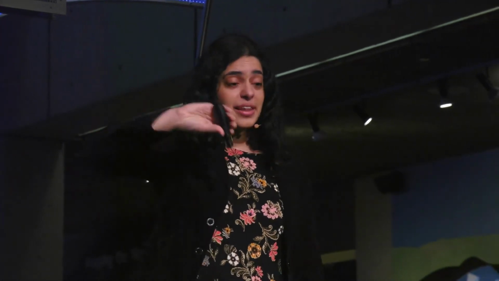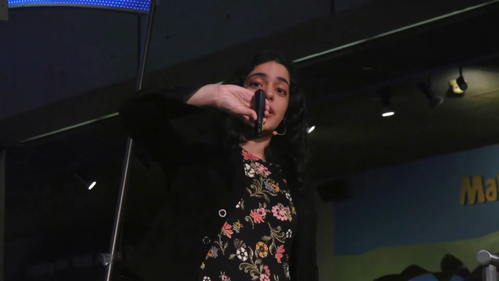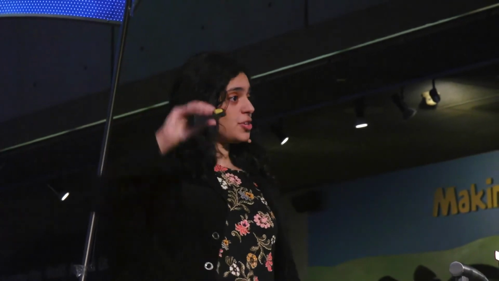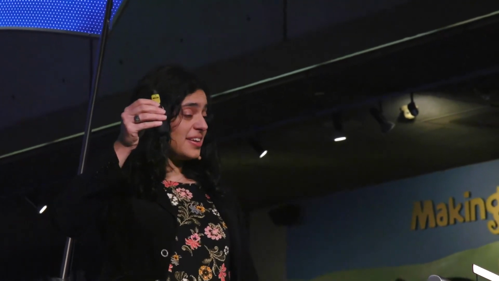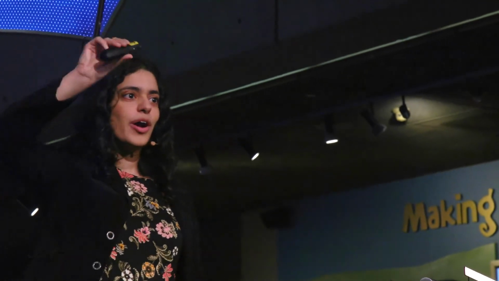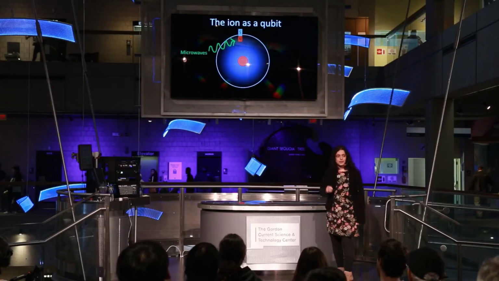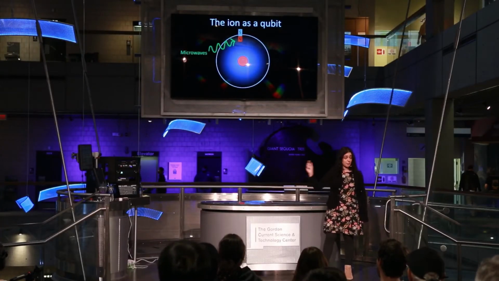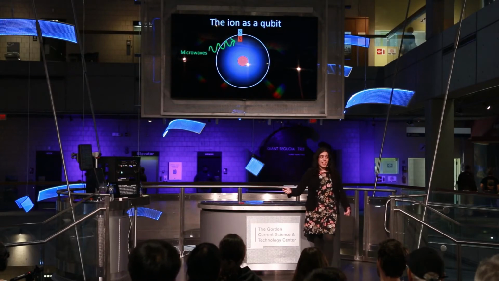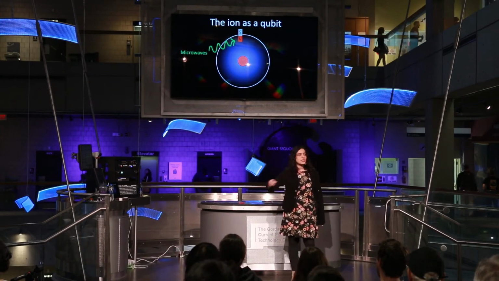So I can leave those microwaves on to rotate from 0 to 1, so flip completely the magnet, or I can actually go anywhere in between. And if I stop somewhere in between, that's a superposition. Okay? Right. So now, just like in a regular computer, we have a bit, actually a qubit now, and we know how to flip it between 0 and 1.